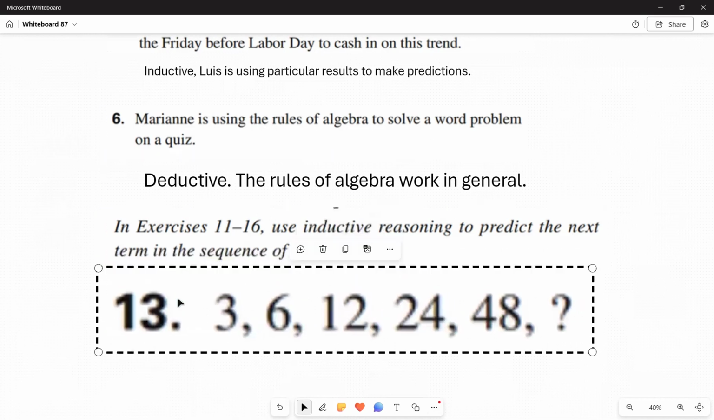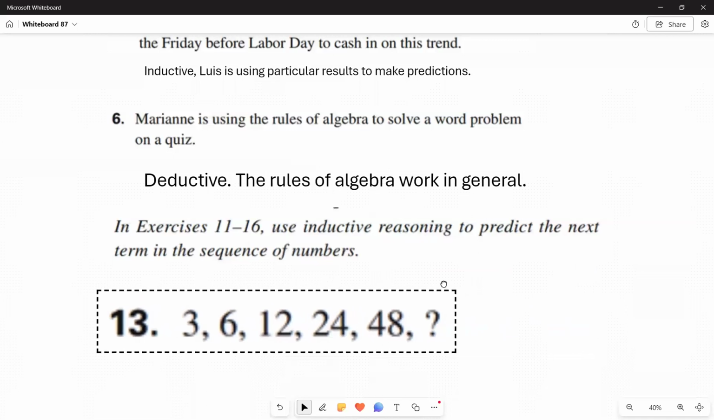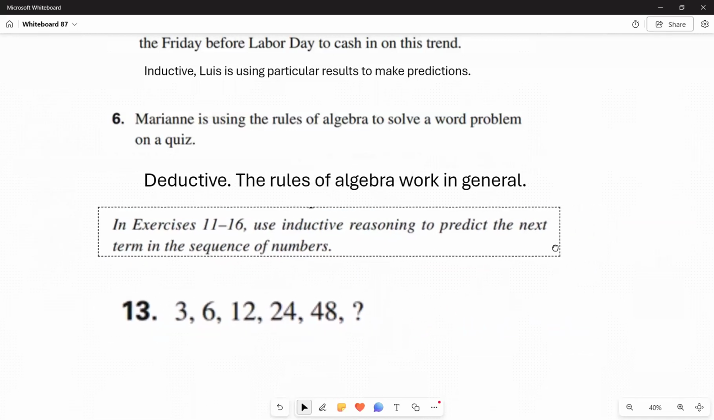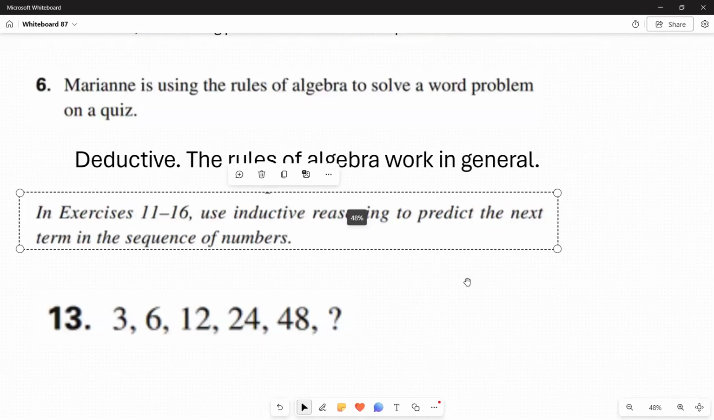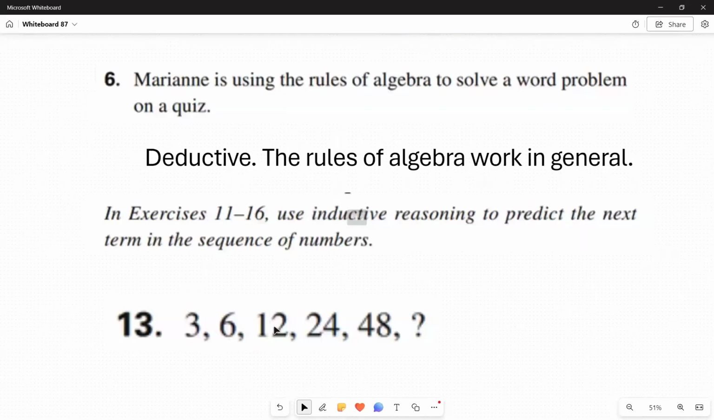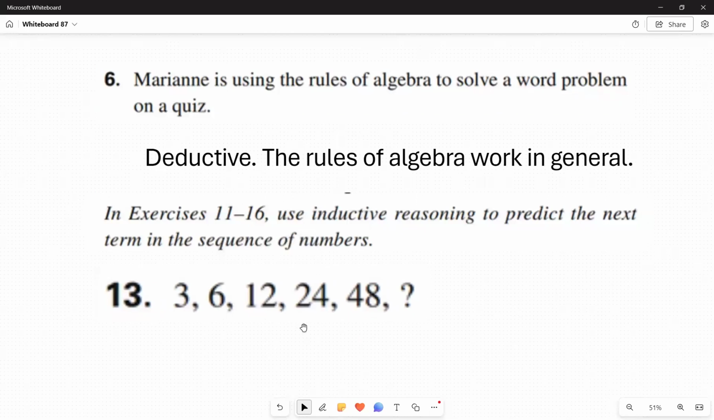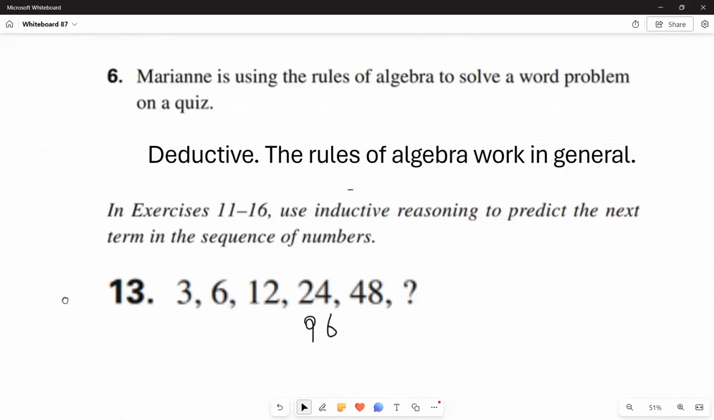In the following exercises, we are going to use inductive reasoning to predict the next term in the sequence of numbers. So initially, the sequence is 3, 6, 12, 24, 48. If you notice the pattern, you are multiplying the previous number by 2. And 48 times 2 is 96.